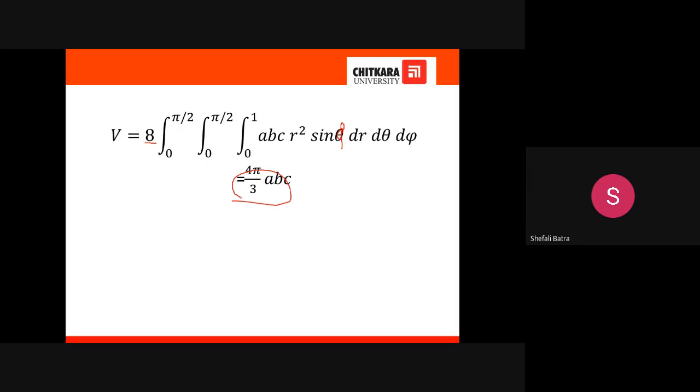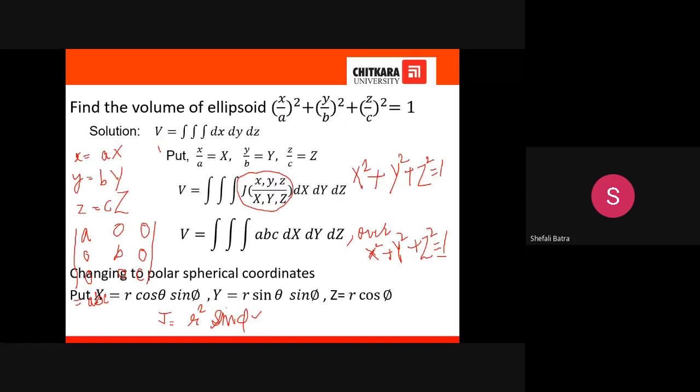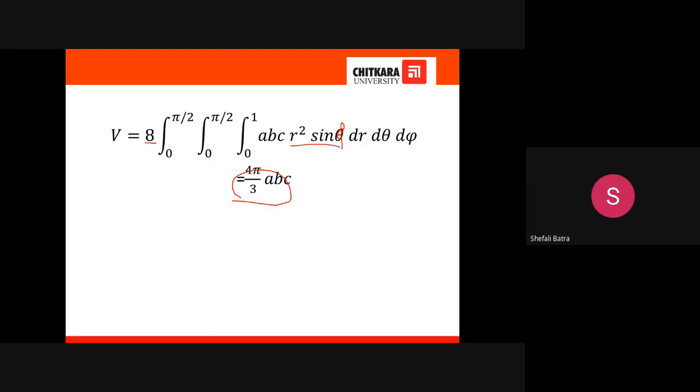Right? So in this question, we have done change of variable two times. I have told you whenever you are using change of variable, you need to add the Jacobian, right? So first, when you used this change of variable, you evaluated the Jacobian as abc, right? And after that, you are using spherical polar coordinates, so you are again putting the Jacobian over here, right?